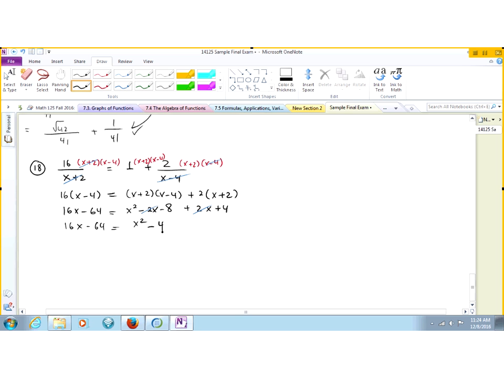Now, this is quadratic. What am I supposed to do? Bring everything to the other side. So 0 is x squared, and I bring the negative 16x, so it becomes negative. How about the number? Plus 60. Okay.